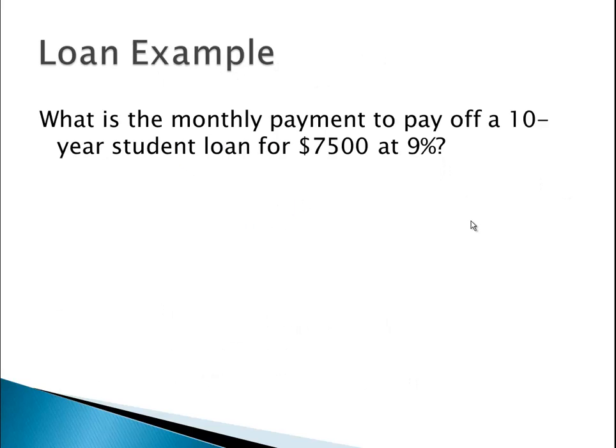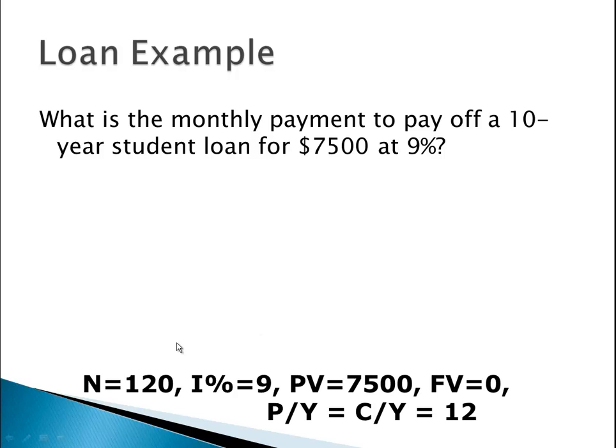Okay, let's get to an example. I'm looking at a student loan that I had. I've just graduated, and now I have to start paying off this thing. I have a student loan for $7,500. I'm going to make monthly payments and pay it off in 10 years, so that at the end of the 10 years I'm down to zero. But this loan has a high rate of 9%. Okay, so that's my situation.